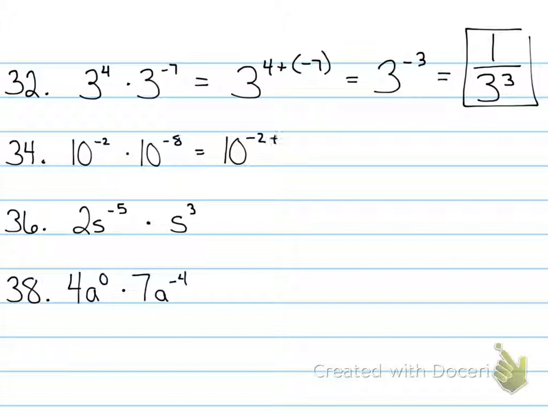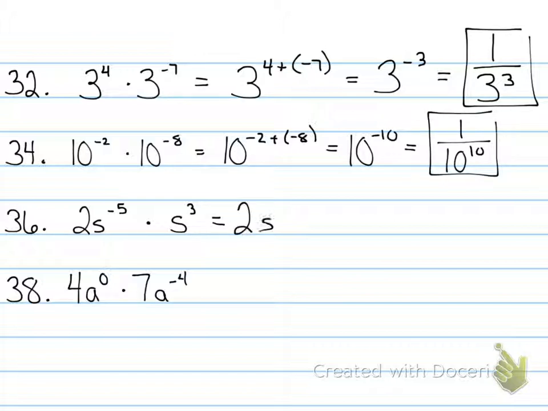Number 34. 10 to the negative 2nd plus negative 8 is 10 to the negative 10th. Move it to your denominator. What about number 36? You get 2s to the negative 5th plus 3, which is 2s to the negative 2nd. So what's your answer? 1 over 2s. 2 over s squared. Very good. 2 over s squared.